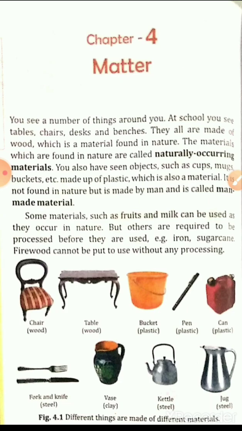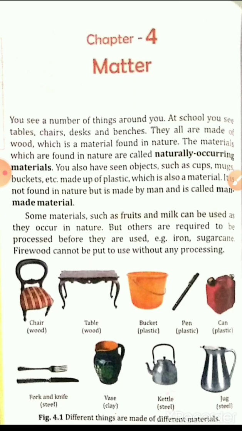Man-made material means made by man. Naturally occurring materials means found in nature. Only the difference is like this. Okay, students? So, as I have told you, fruits and milk naturally occur in nature. That's why those are naturally occurring materials.